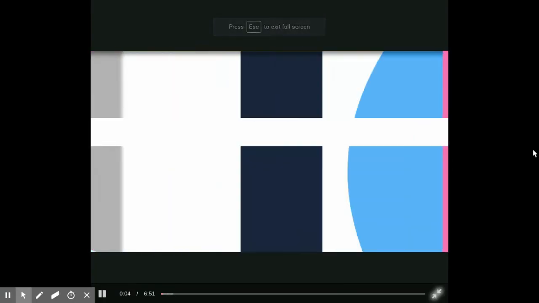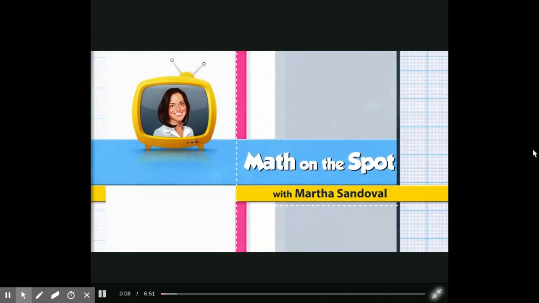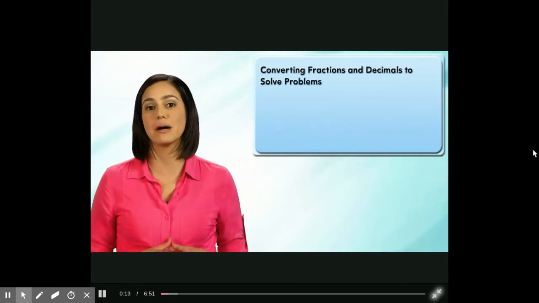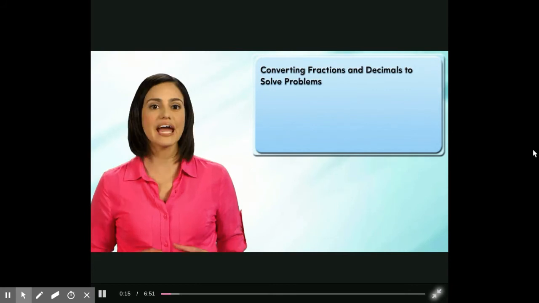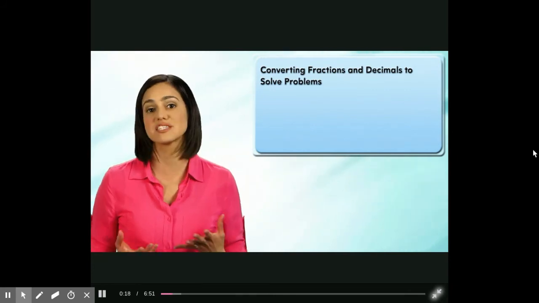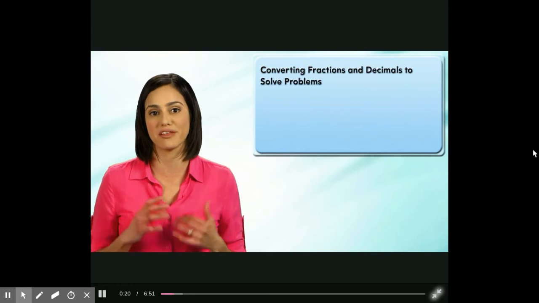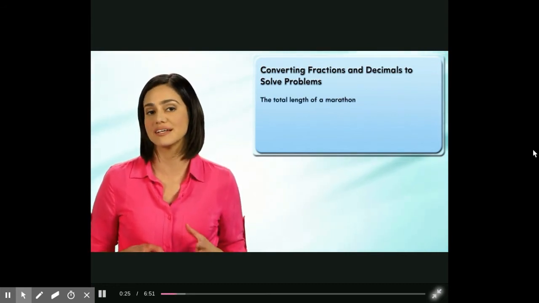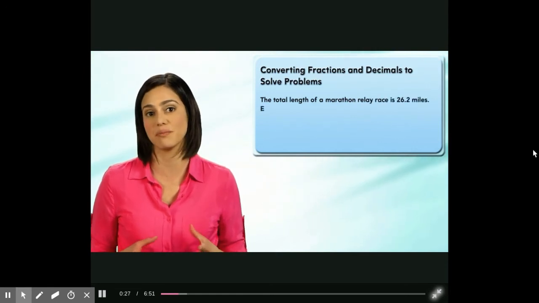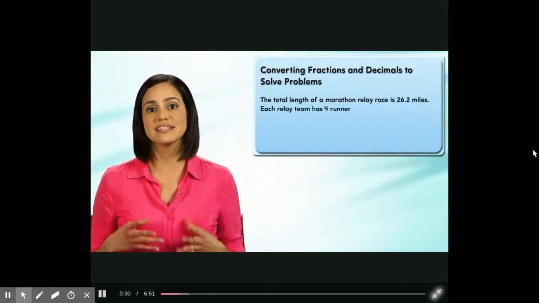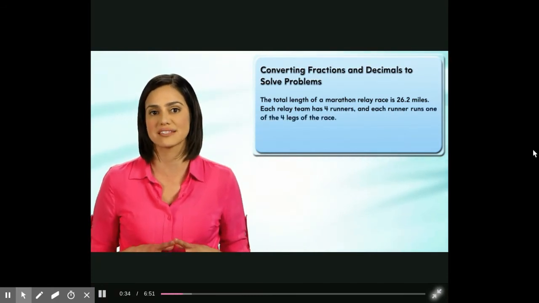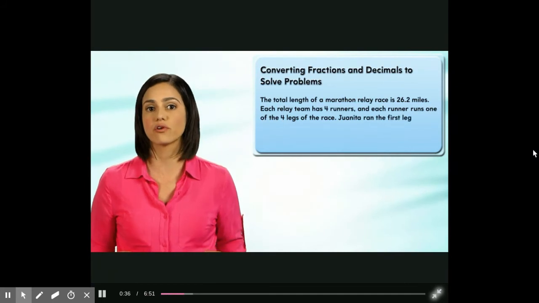We've seen how to multiply and divide rational numbers. Let's take a look at rational numbers in the real world with this fun application question about marathon runners. The total length of a marathon relay race is 26 2/10 miles. Each relay team has 4 runners, and each runner runs one of the 4 legs of the race. Juanita ran the first leg of the race, which was 1/4 of the total length. How many miles did Juanita run? Solve the question in 2 different ways.